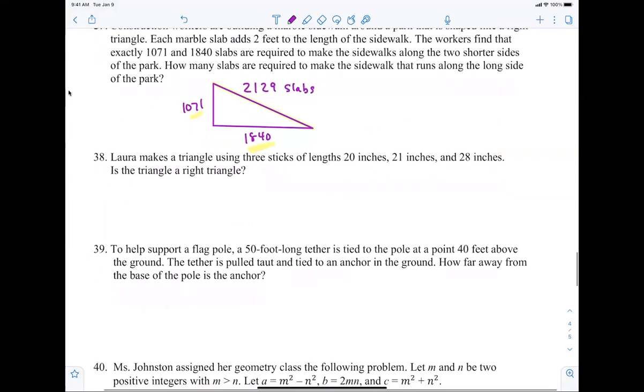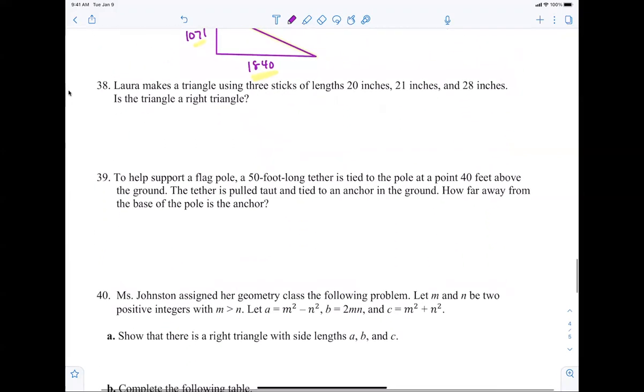Okay, let's look at 38. Is 20, 21, 28 a right triangle? No. No, because 20 squared plus 21 squared does not equal 28 squared. All right, I'm good with that.